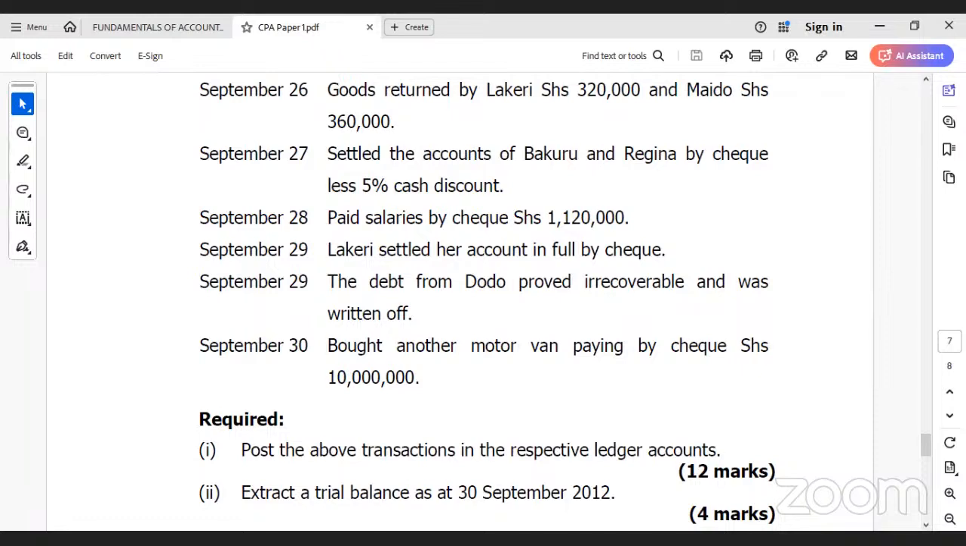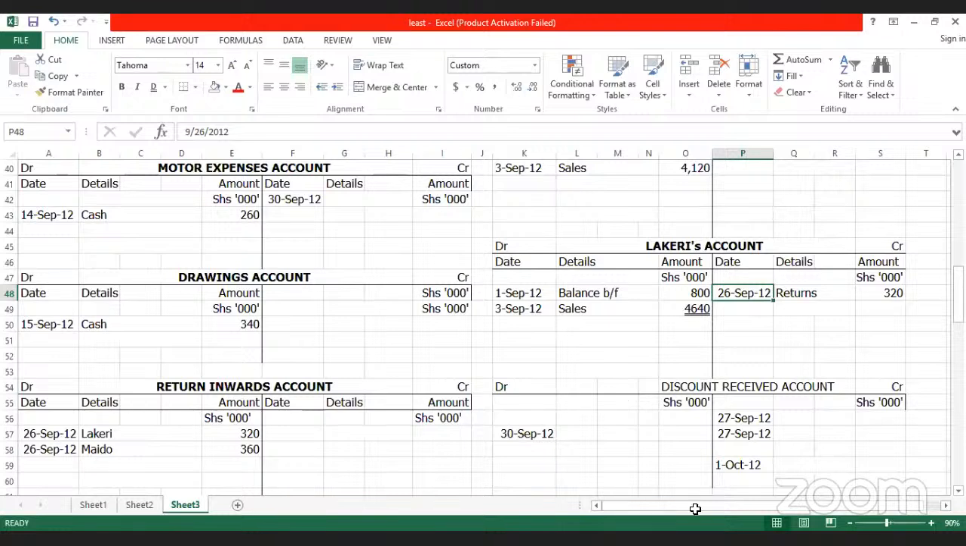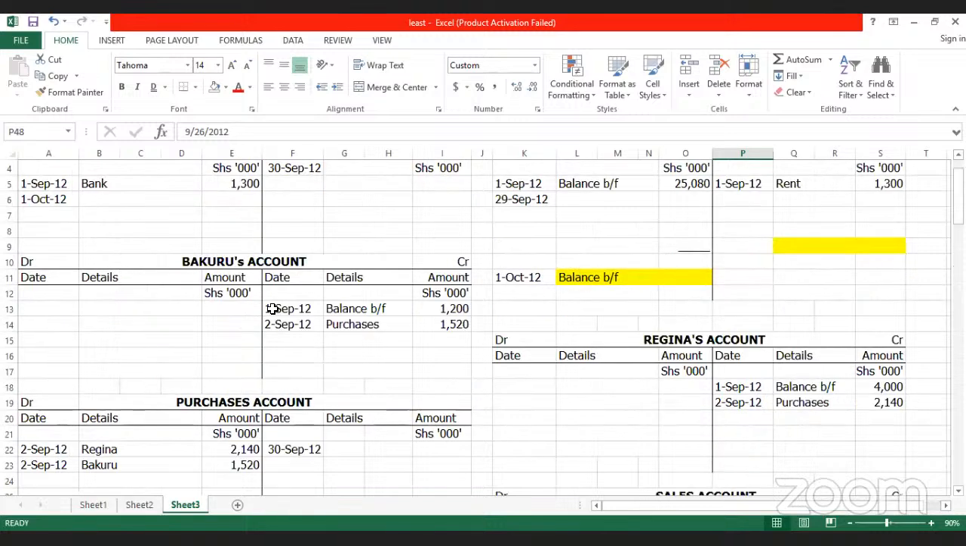So let's see how we can do this. We have two transactions to go. They have said Bakuru and Regina. These are the accounts. You see them, Bakuru and Regina. So Kabate is paying these suppliers by check, but there is a discount of 5%. So let me start with Bakuru.